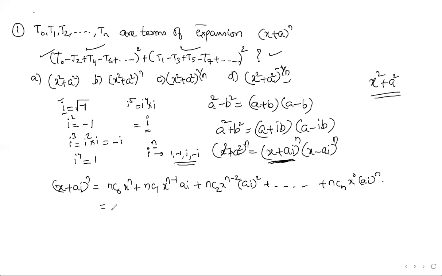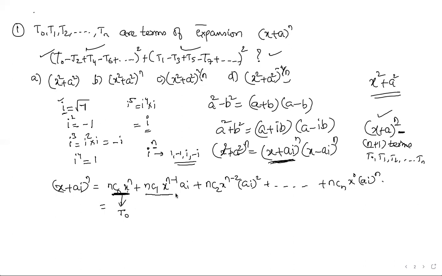Now if you observe, in the question it's given that (x + a)^n is the expansion, and there will be a total of n + 1 terms in this expansion. T0, T1, T2 and so on up to Tn are the terms of this expansion. Now this term is the same as in (x + a)^n, so you can directly substitute it with T0. There's no change in this term.